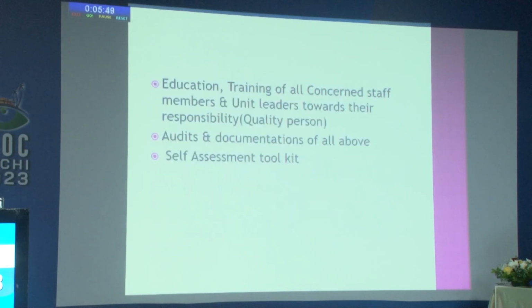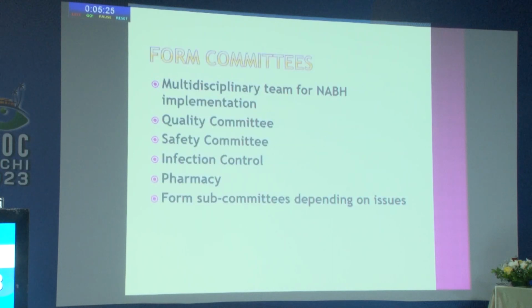Information technology, education and training of all concerned staff members. It's our responsibility to train and educate all of them, then audit them towards their responsibilities. Audit and documentation of all above. Whatever we are doing, giving an education, we need documentation, because that's going to give us our proof, whether that's been done actually or it's been just created. Self-assessment toolkit. Form committees: multidisciplinary team for NABH implementation, quality committee, safety committee, infection control committee, pharmacy, and form subcommittees in your own group.